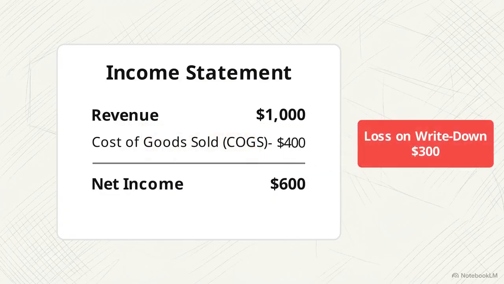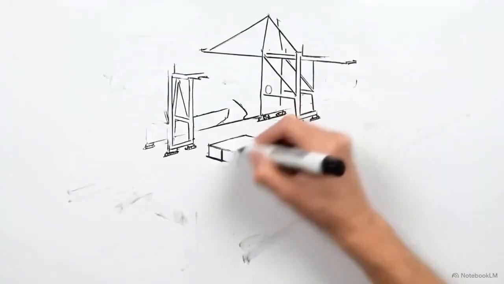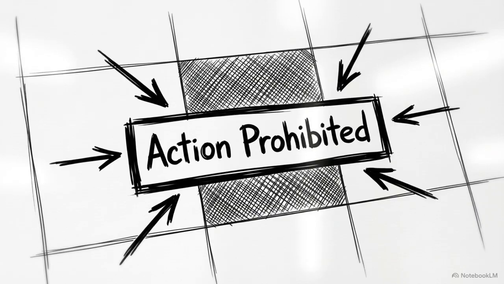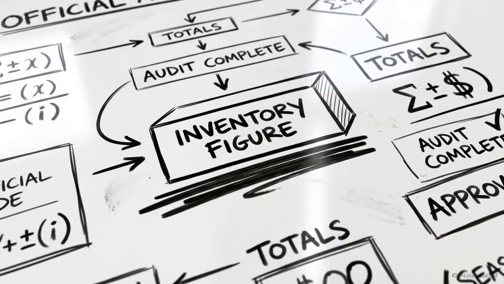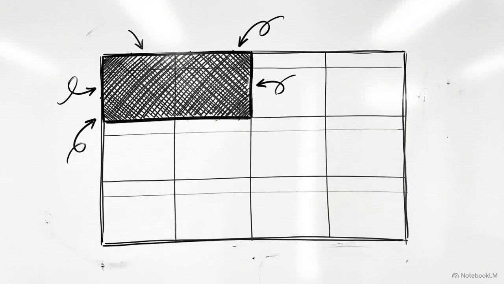If the write-down loss is highly material, it cannot be hidden inside cost of goods sold. Under strict U.S. GAAP rules, a reversal of a write-down recognized in the annual financial statements is strictly prohibited. Once inventory is written down below its original cost, that newly reduced amount becomes the permanent new cost basis for that asset. There is a narrow allowance for interim reporting.